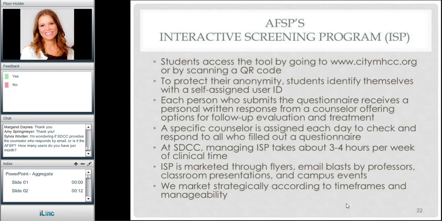But like I said, if it gets to be too much, we'll kind of ask the peers not to promote it at the tables. And then our peers also do classroom presentations each semester. So like this last spring, our peers did about 50 classroom presentations where they just go in and give like a 5 to 10 minute presentation on mental health and suicide prevention. And they can talk about it there as well.